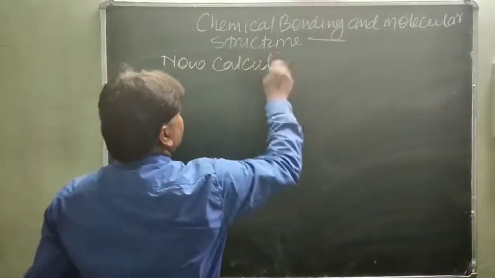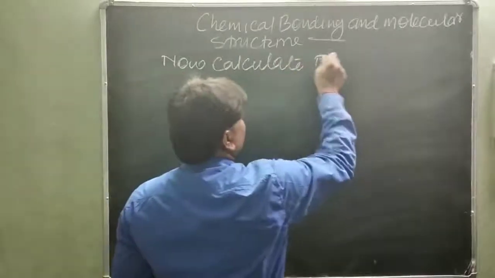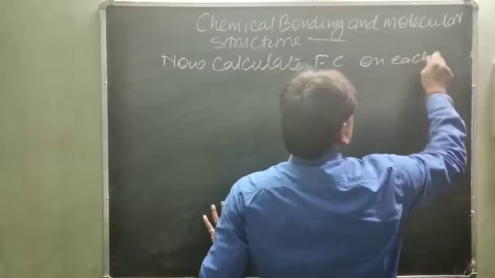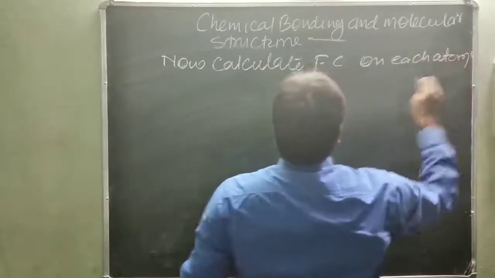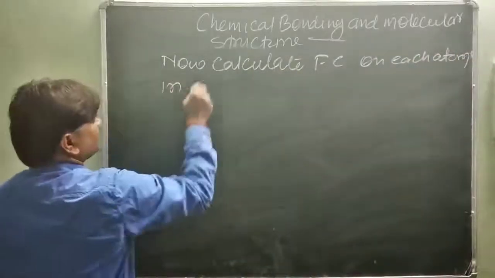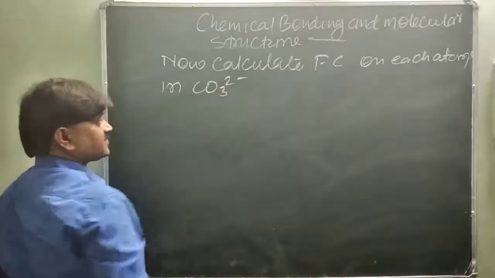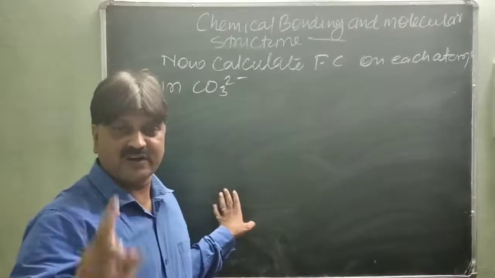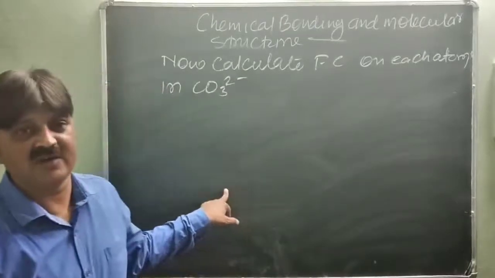Calculate the formal charge on each atom in the carbonate ion, CO3 2 minus. So first of all, we will write the electronic dot structure or Lewis structure of carbonate.